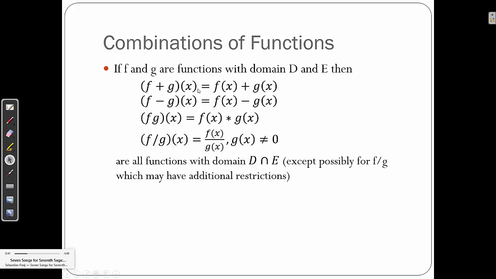F plus g of x, this is function notation, this is the name of the function, this is the independent variable. F plus g of x is f of x plus g of x. You just add the formulas together and you get your new function. F minus g, you subtract them. Fg, this is the multiplication function. Sometimes you'll see the multiplication dot here as well. I really prefer this notation, but if you want to use the multiplication dot there, that's okay. And then f over g would be f of x over g of x. You could also have g over f, which would be g of x over f of x.